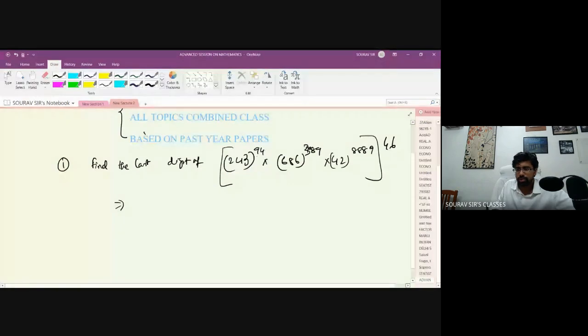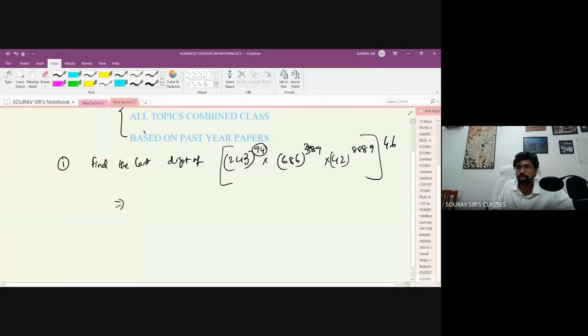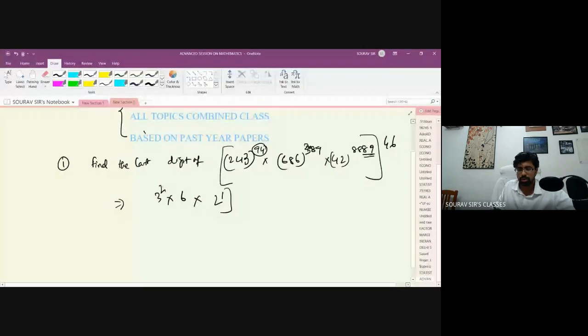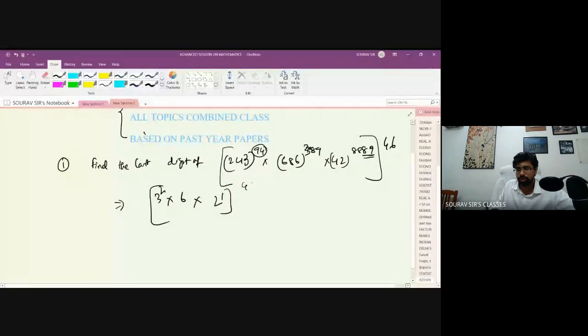So 94, so it's divided by 2, remainder is 2. So 3 square. 6 to the power anything ends up with a 6. 2 to the power 89 divided by 2. So remainder is 1. And whole to the power 46. So 9 into 6 into 2 whole to the power 46.